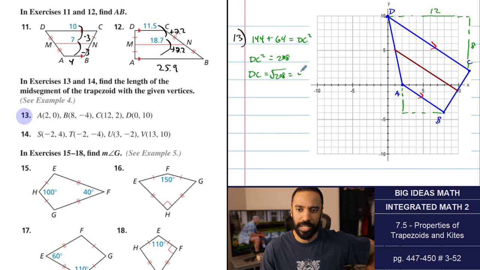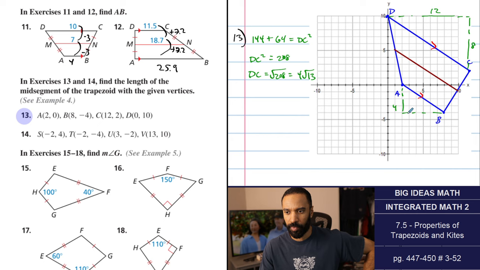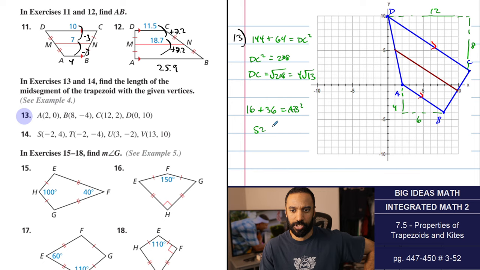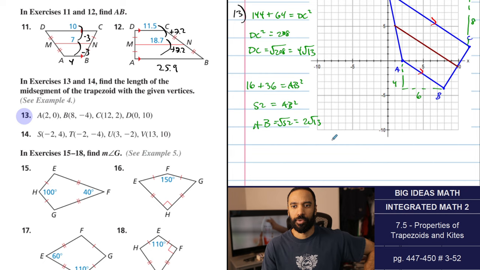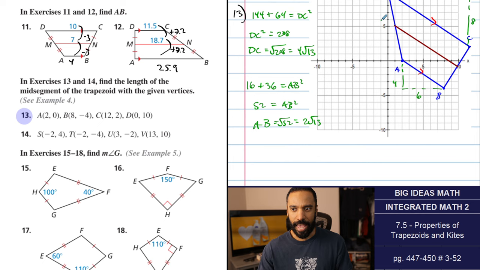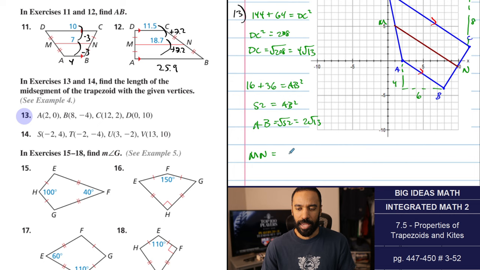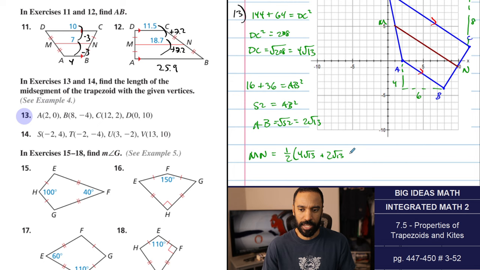We'll check on AB. 1, 2, 3, 4. And from 2 to 8 is 6. So 4 squared plus 6 squared equals AB squared. And that's 52. So AB is the square root of 52, which is 2 root 13. Okay. So the length of this mid-segment, if I call it MN, the same way they did before, MN is half of 4 root 13 plus 2 root 13, which is half of 6 root 13, which is 3 root 13. So that's averaging those two lengths there.